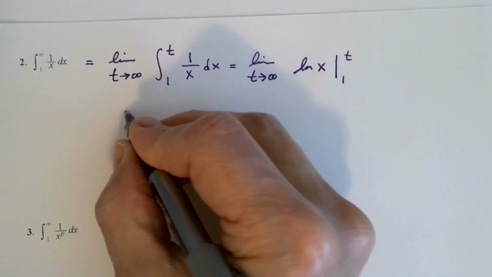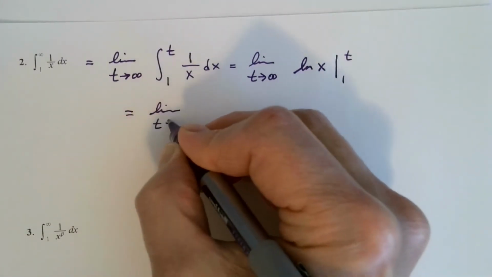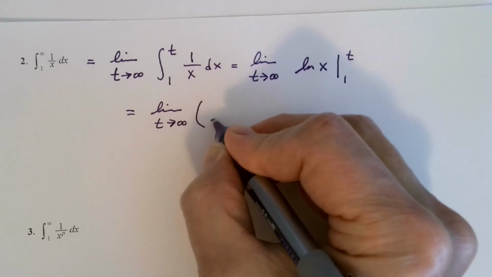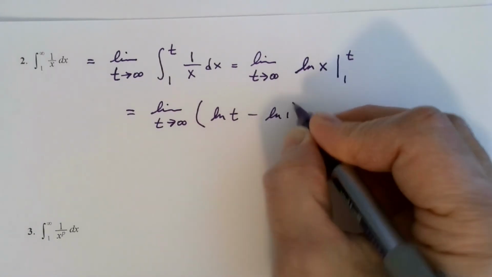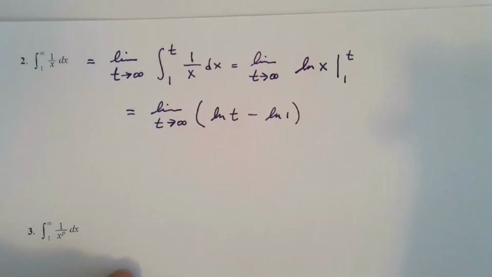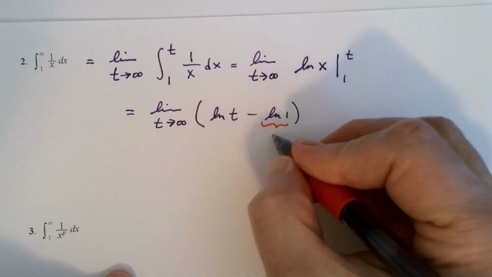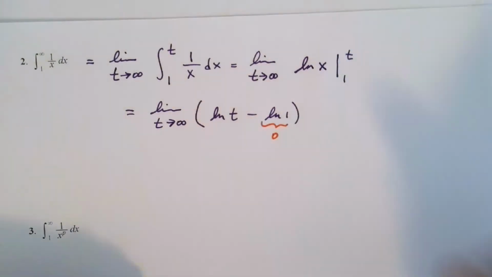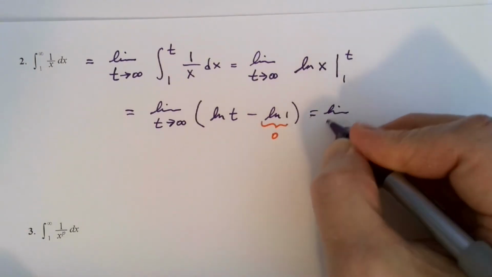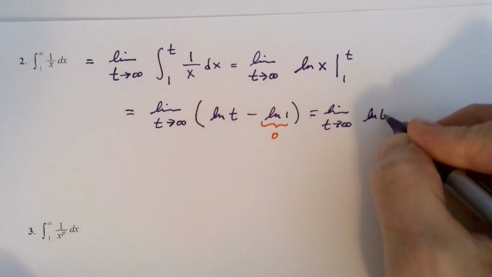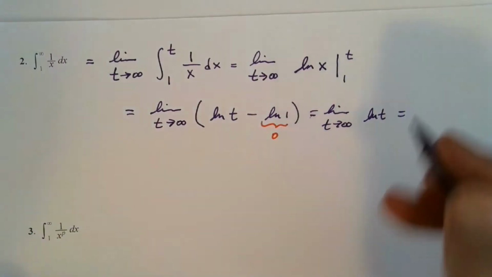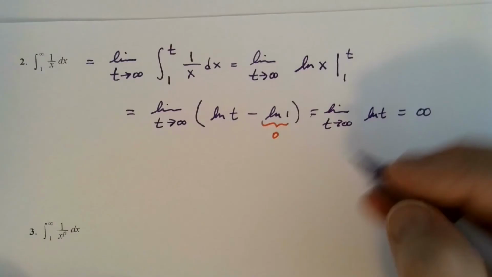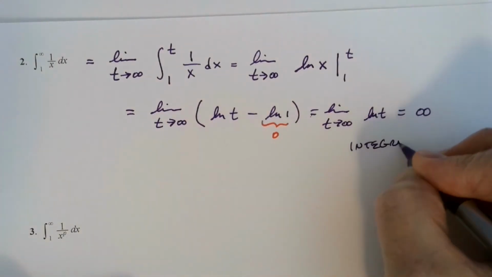And so we can evaluate this now. We take the limit as t goes to infinity of natural log of t, evaluated at t, minus the natural log of 1. Now the natural log of 1 I know is equal to 0. But what's happening then, so I get the limit as t goes to infinity of the natural log of t. And what did we say about that limit? Initially, remember we looked at the limit of the function natural log of t as t went to infinity. That goes to infinity. Right? This tells me that the integral diverges.